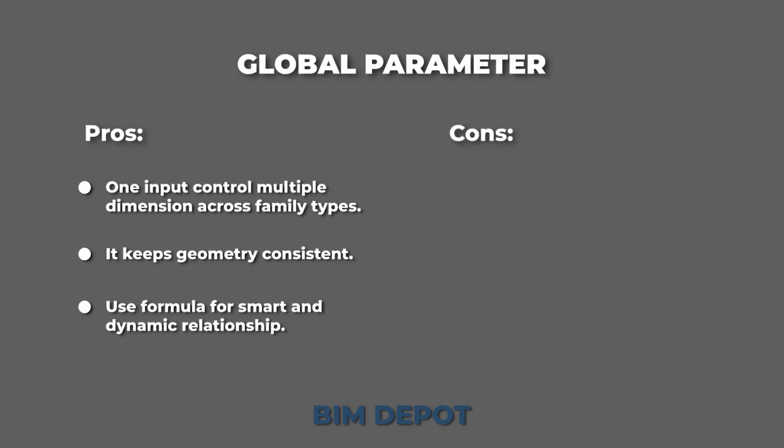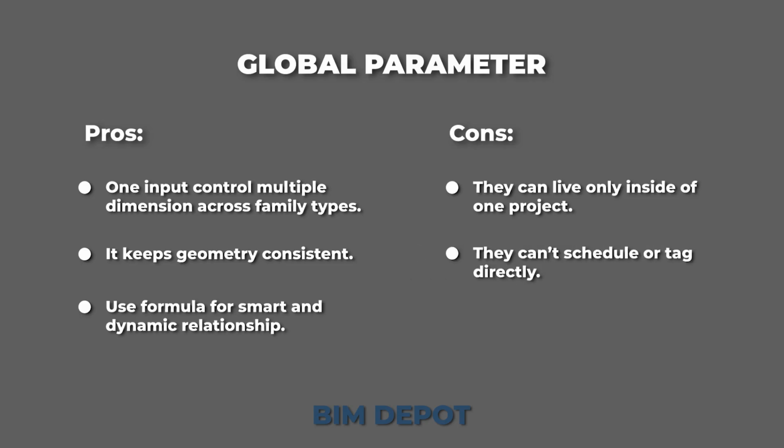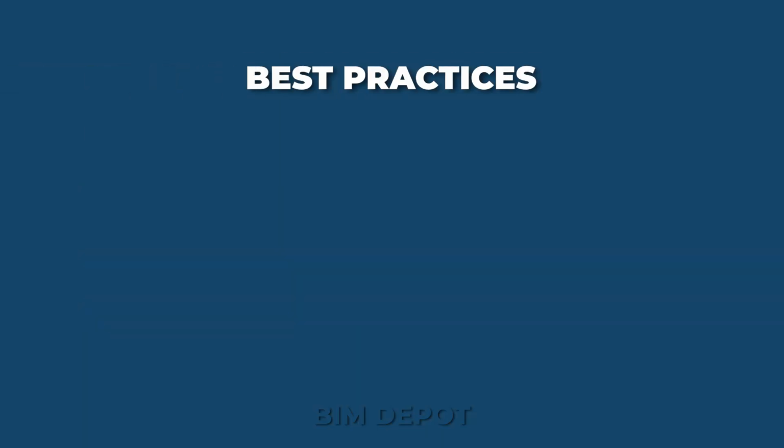The cons for global parameters: they're only live inside one project, so they're not reusable like shared parameters. They cannot be scheduled or tagged directly, although they can be paired with shared parameters, so there is a way around that. Best practices for using global parameters: you should use them for repeated parameter values like dimensions and text. This will ensure that if that value has to get revised for whatever reason, it's only controlled in one location and you're not worrying about hunting down each spot that it's shown.